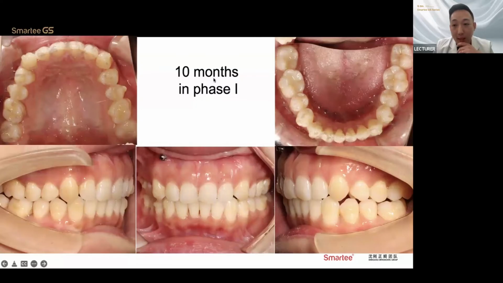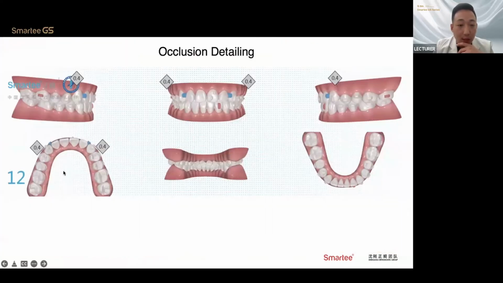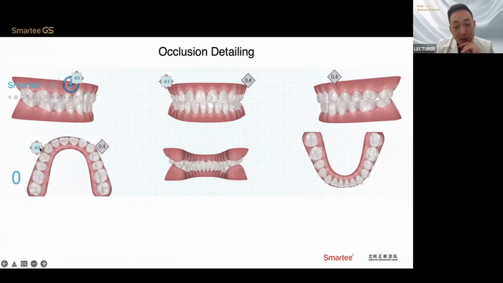Okay, here's the animation in phase 2. In phase 2, I just do some retraction of the incisors because I want to improve the profile of the young lady. And then I gave the tooth some expansion, a little bit of stripping, and then the retraction of the incisors here.